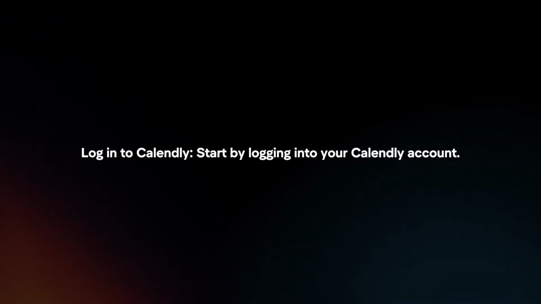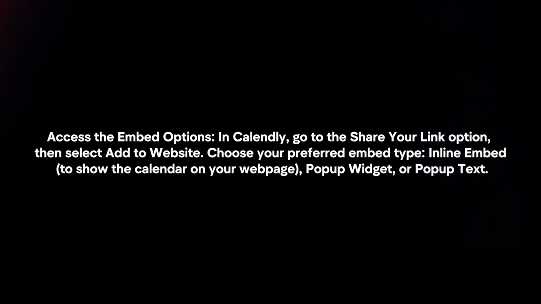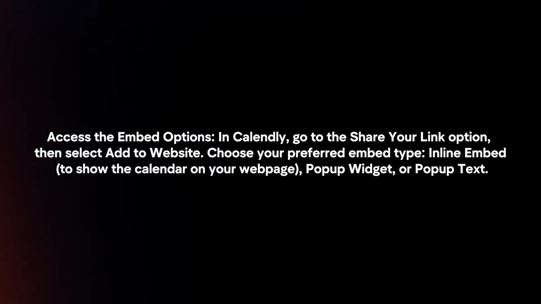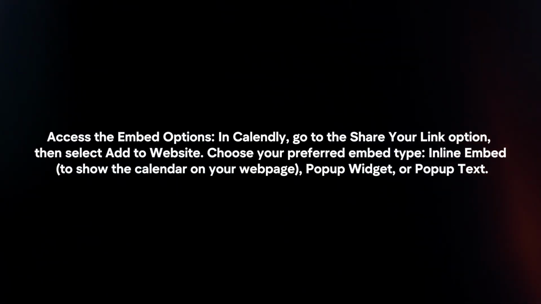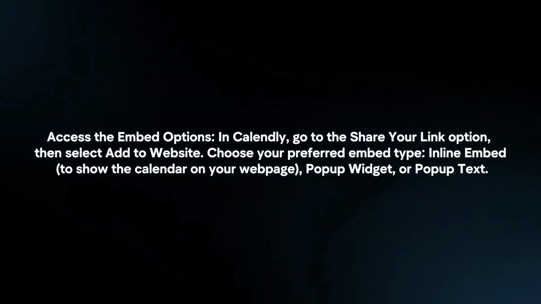Log into Calendly. Start by logging into your Calendly account. Access the embed options. In Calendly, go to the Share Your Link option, then select Add to Website. Choose your preferred embed type: inline embed, pop-up widget or pop-up text.